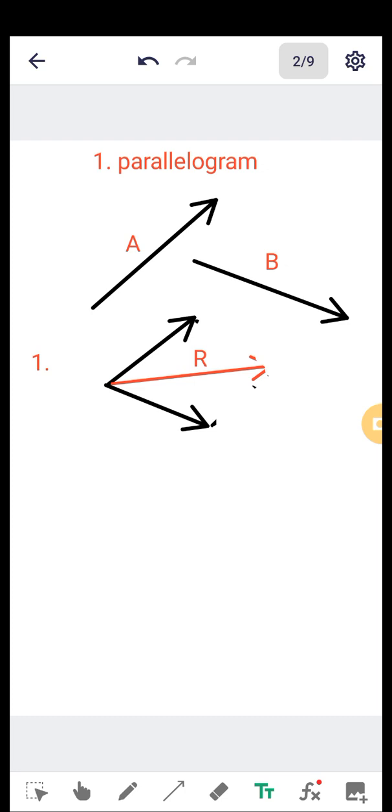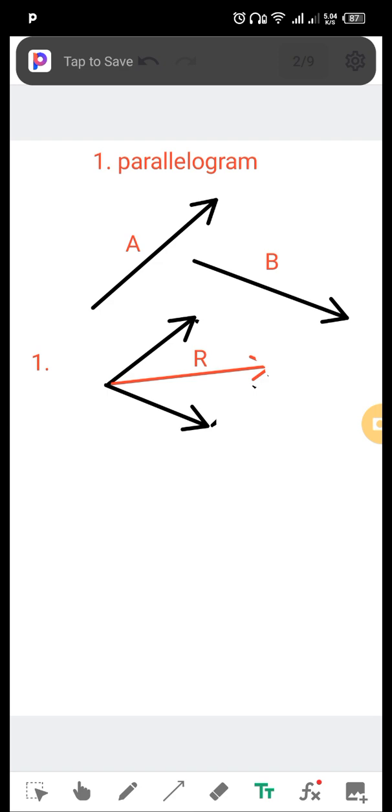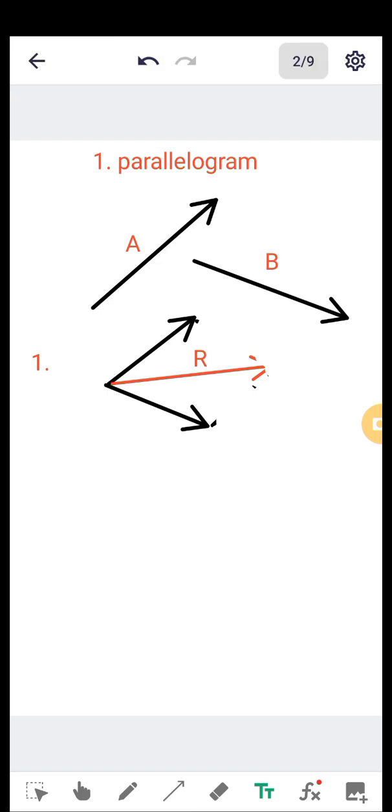Now there is a special case of the parallelogram. That's where the triangle rule comes about. The triangle rule is used on the parallelogram. After applying the parallelogram rule, that's when you can use the triangle rule. So the triangle rule says that. Let me just bring back.